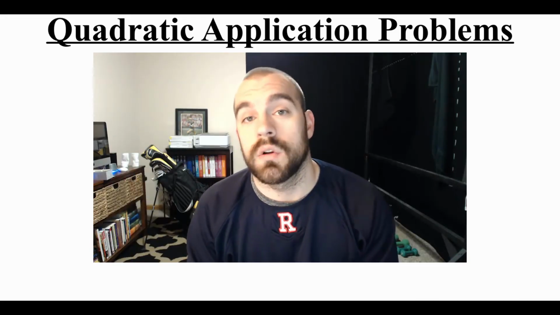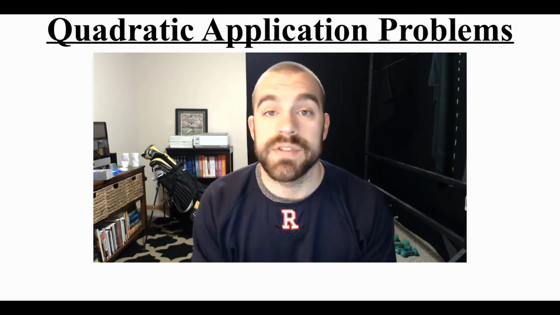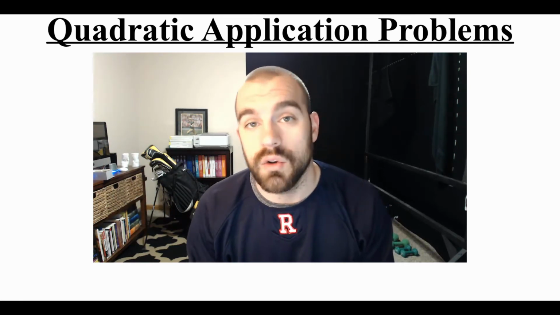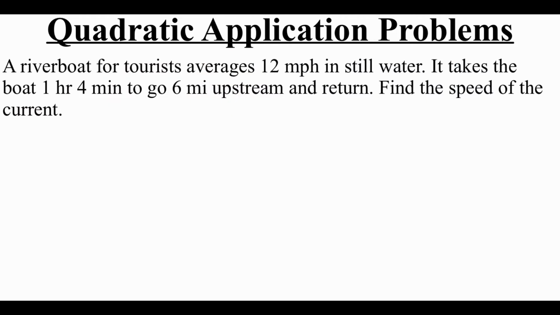In this video, we're going to look at a couple of application problems that involve writing equations in quadratic form. So in this example, we've got a riverboat taking tourists up and down the river. It averages 12 miles per hour in still water. It takes the boat 1 hour and 4 minutes to go 6 miles upstream and then return. We want to find the speed of the current.